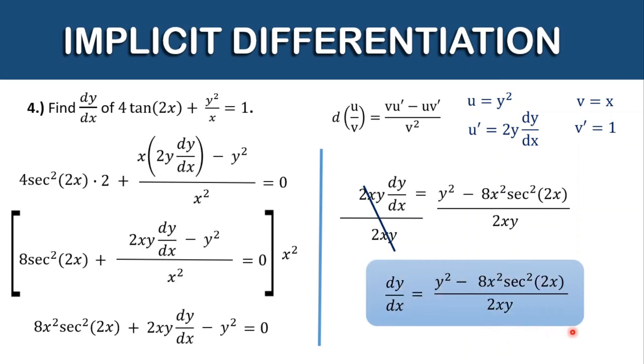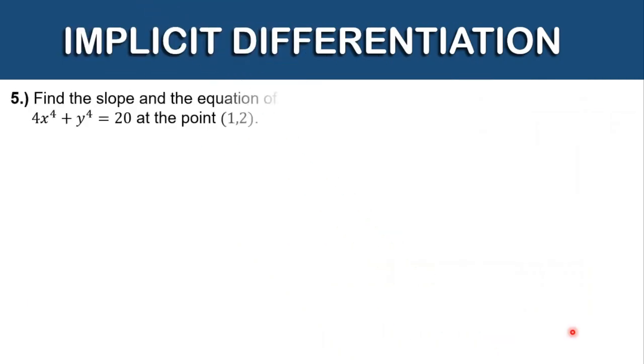For our fifth problem, find the slope and the equation of the tangent line to the curve 4x to the fourth plus y to the fourth equals 20 at the point 1, 2.